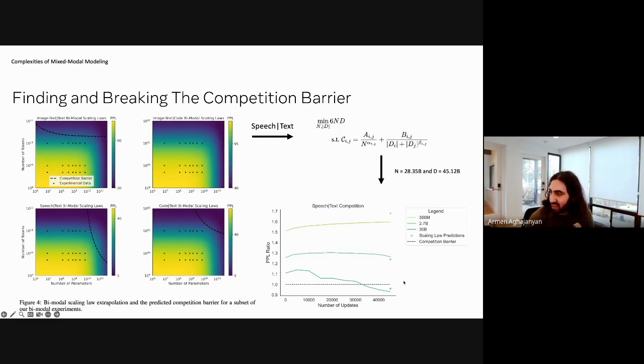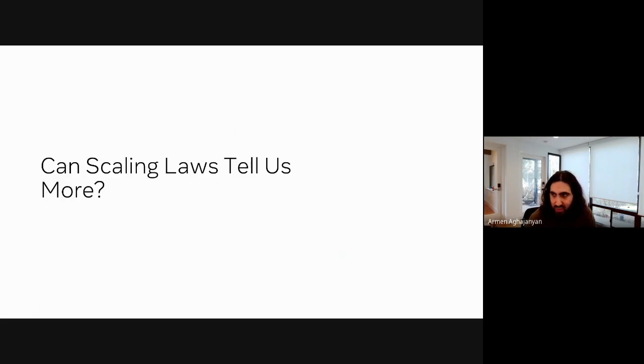So we actually see that our scaling law prediction was spot on, and that we actually do break the competition barrier. So this becomes a cool example that we can use scaling laws to do very non-trivial predictions. In this case, predicting at what scale two completely independent modalities would lift each other up. So yeah, this was quite cool to be able to do. And then from there, maybe let me ask if there are any questions before moving on to the next section of the paper.